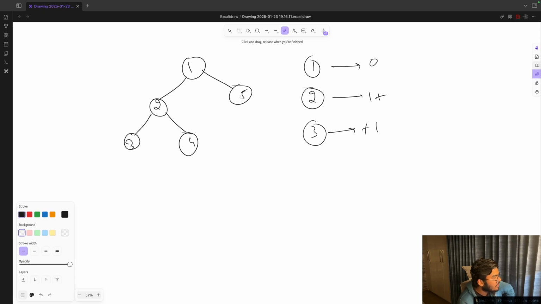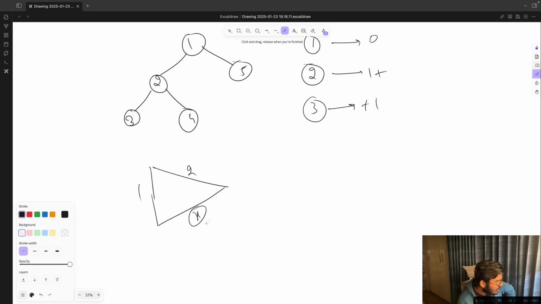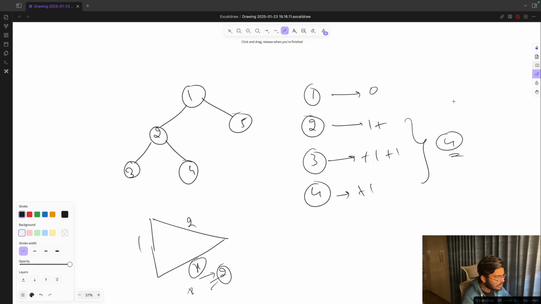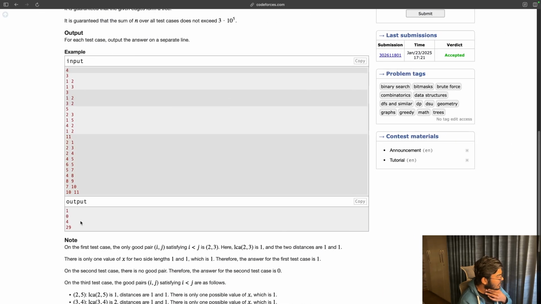Then 3 and 5. Okay, so if you have a side length of 2 and a side length of 1, what can be the range of x? In here x can't be 1. The only possible value is x equals 2, nothing else, right? So that will also increase my answer by 1. For node 4, only 4 and 5, so this is the same, it will give a plus 1 contribution, so 1, 2, 3 and 4. So yeah, that was the sample test case, and we have an answer of 4.